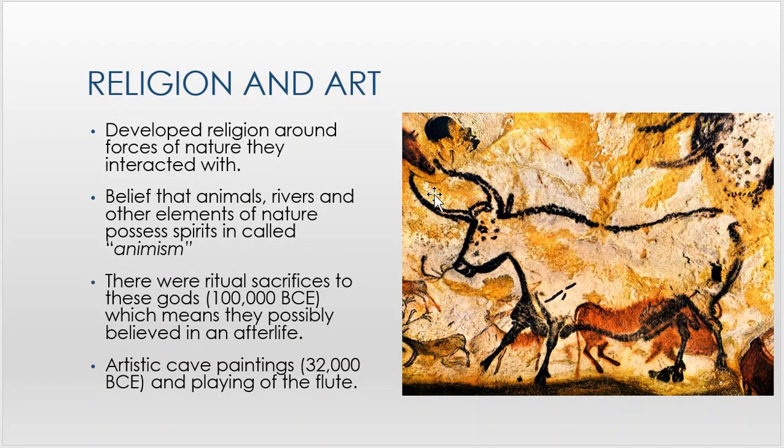Religion and art. Religion developed during the Paleolithic, around the forces of nature that they interacted with. Anything that they saw, like a tree or a river, which they interacted with, they kind of deified. The belief that animals, rivers, and other elements of nature possess spirits is called animism. Animism is not just known in the Paleolithic age, but even some of the American Indians practiced animism. And they had ritual sacrifices. In fact, a lot of these people sacrificed to the gods.